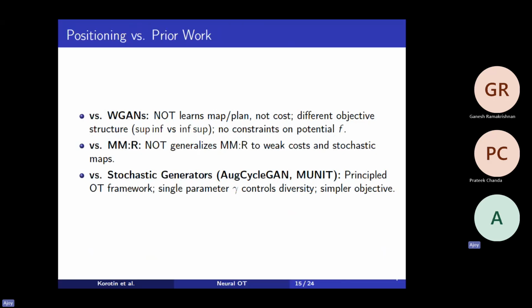This is somewhat how the prior work was and how the NOT paper improved it. As I told earlier, there were very few applications where fixed transport maps were used, but NOT generalized it to more stochastic maps and weak cost too. Earlier there was some work on deterministic maps, but this paper generalized it to stochastic maps and weak cost.